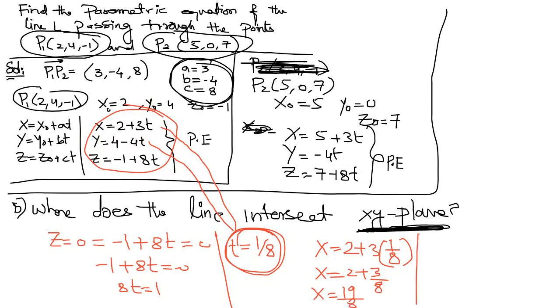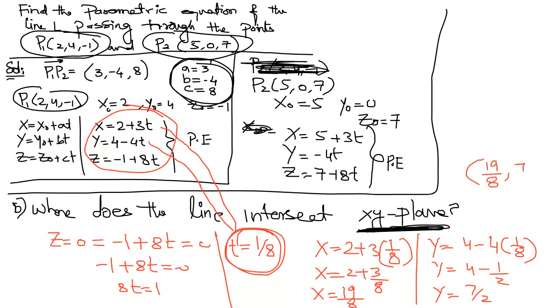Okay. And similarly, if you put it for y, y is equal to 4 minus 4 times 1/8. So y is equal to 4 minus 1/2. y is equal to 7/2. So what will be the point? The point will be (19/8, 7/2, 0). z is equal to 0. So this is the point where the line intersects the xy plane.